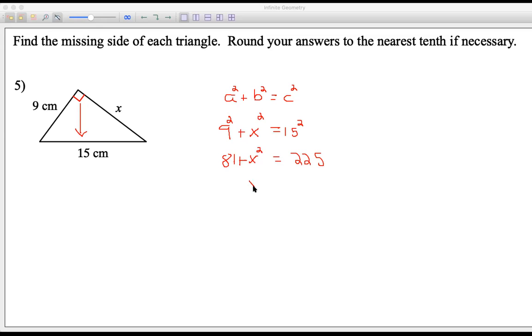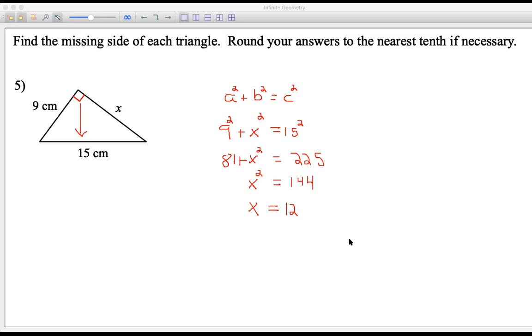So you subtract both sides by 81 and you get 1. What is it? And then how do you get rid of that square? Therefore, x is equal to what? Yes. All right. We good on Pythagorean theorem.